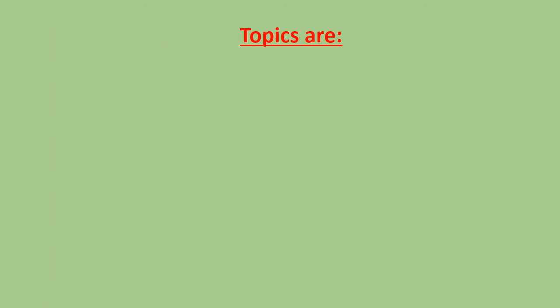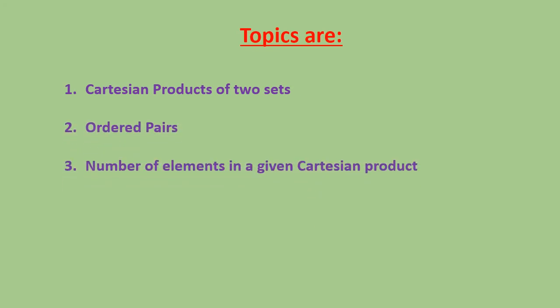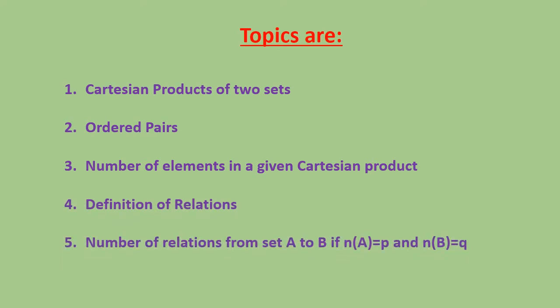The topic that we will discuss is relations. Topics are Cartesian products of two sets, ordered pairs, number of elements in a given Cartesian product, definition of relations, number of relations from set A to B if number of elements in A is P and number of elements in B is Q, then types of relations.